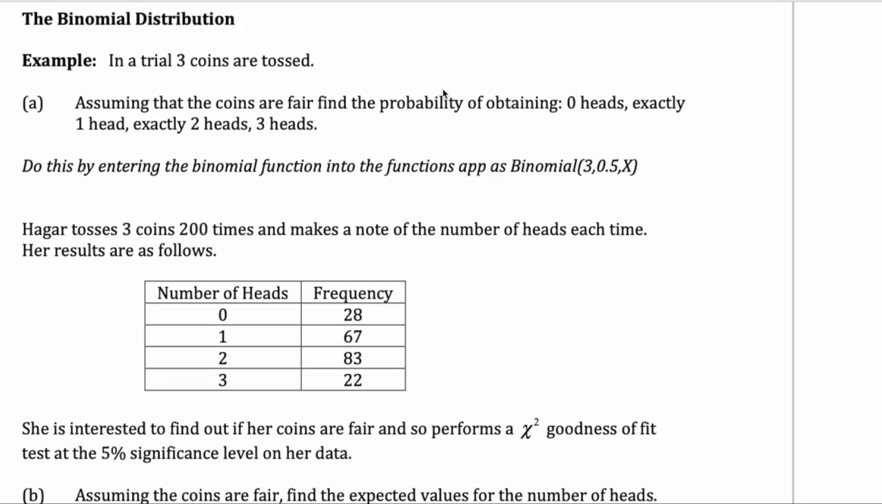Hello, this is Mr. Collier, and today we're doing a chi-squared goodness of fit test for a binomial distribution.